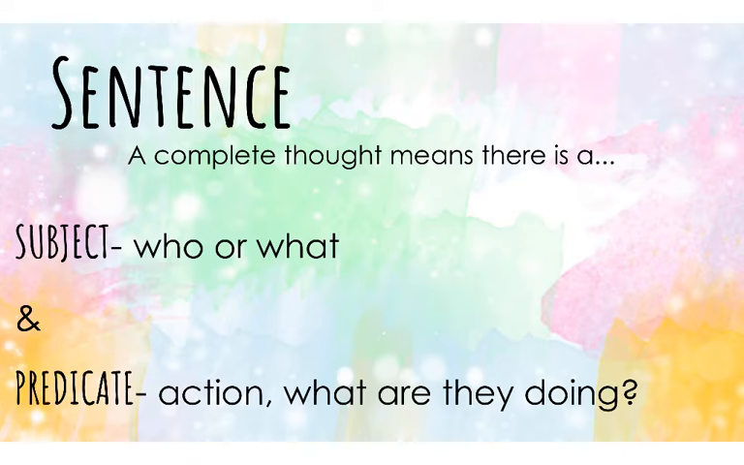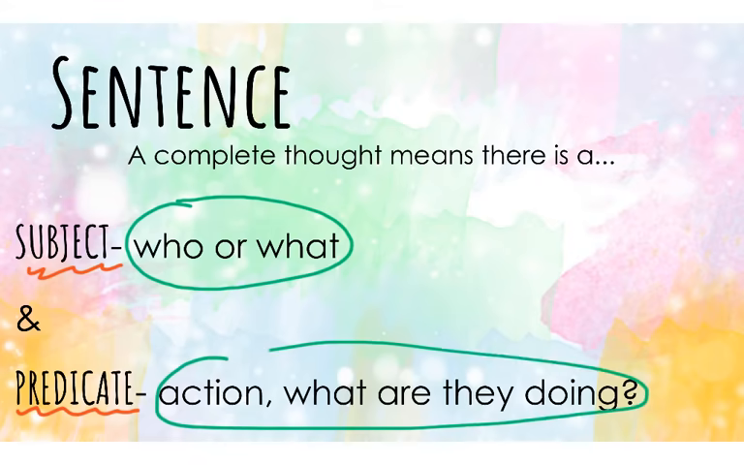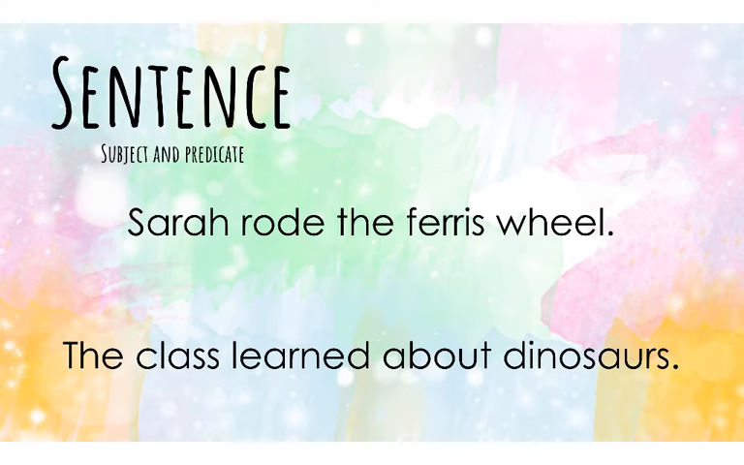A complete thought means that there is a subject and a predicate. The subject is the who or the what of a sentence, and the predicate is the action. It asks, what are they doing? Let's try an example now.